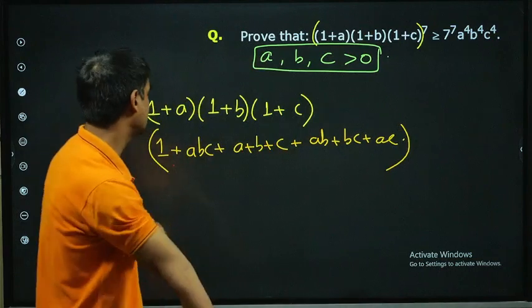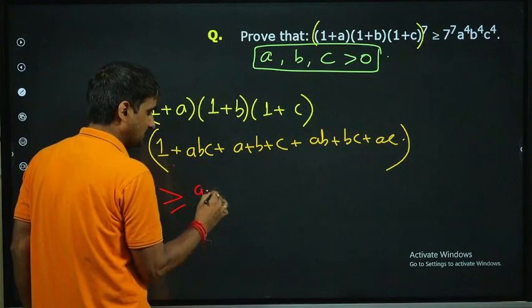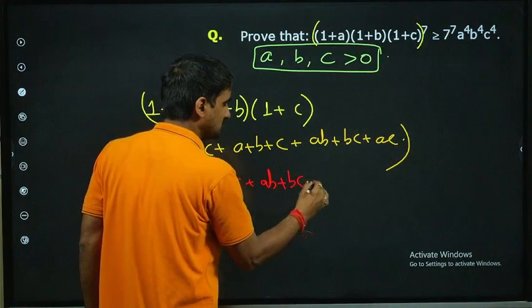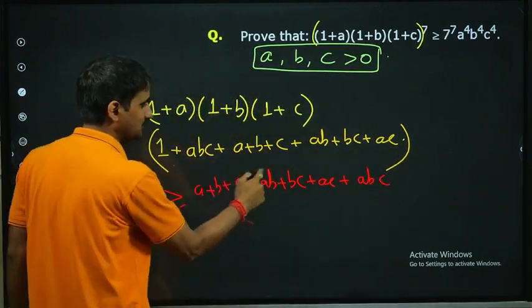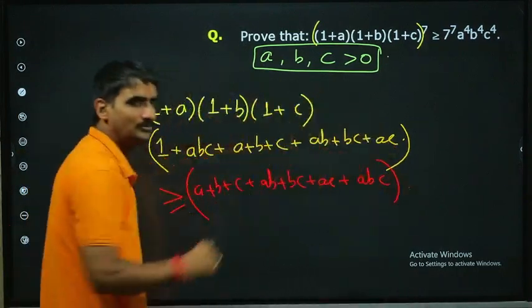So how will I start? I will say this is greater than or equal to A plus B plus C plus AB plus BC plus AC plus ABC. Now how many terms? 1, 2, 3, 4, 5, 6, 7. Now apply AM-GM over it.